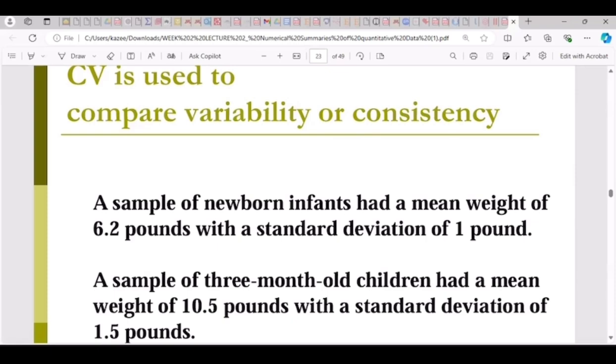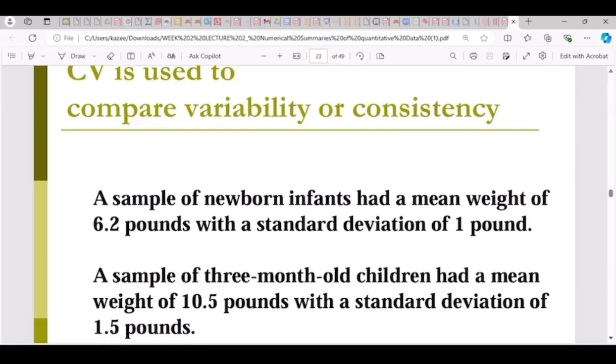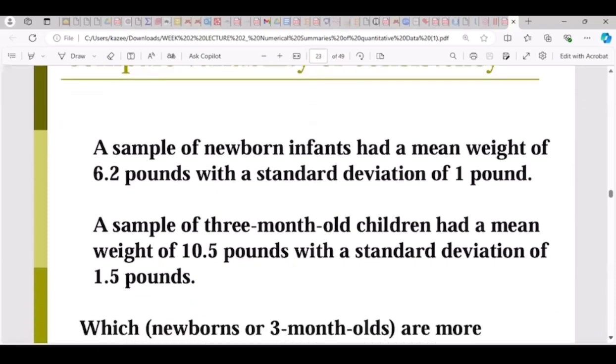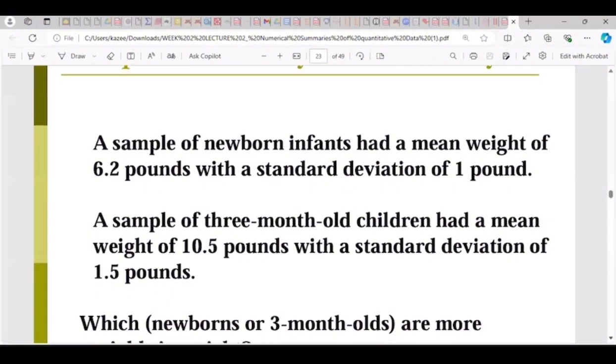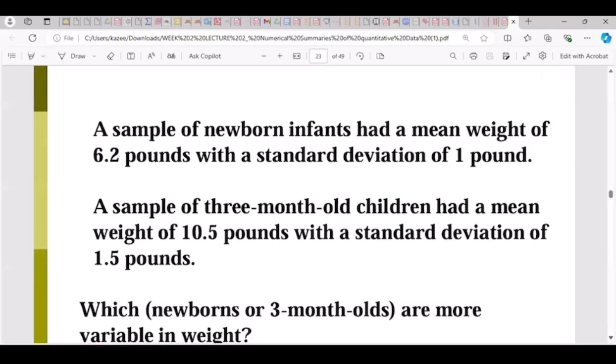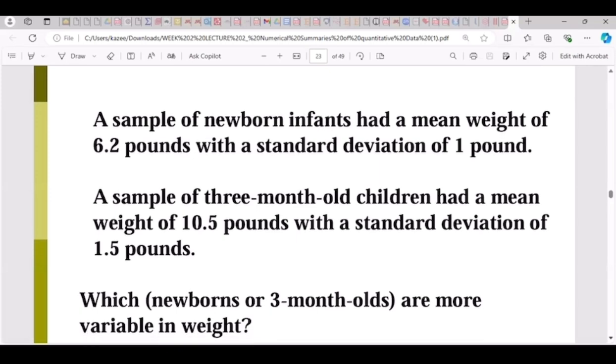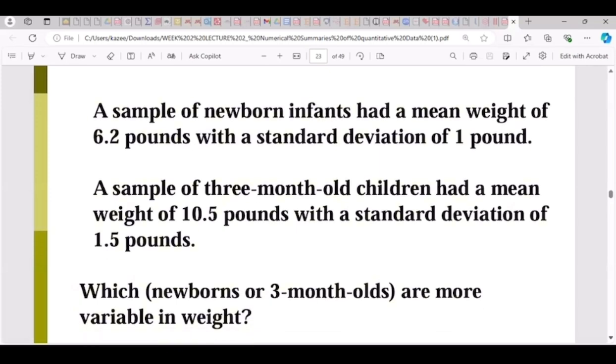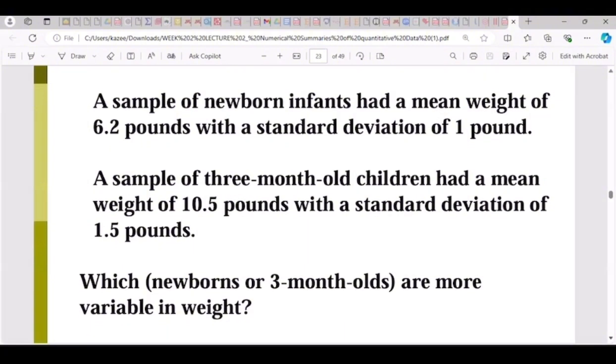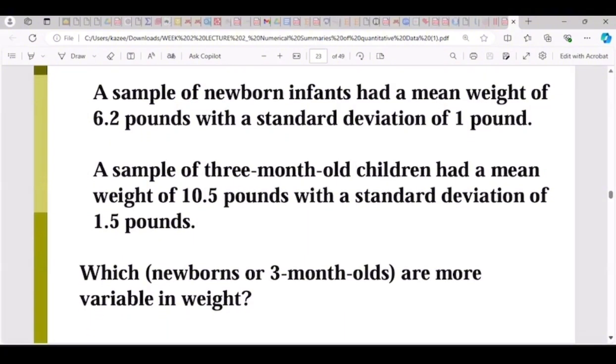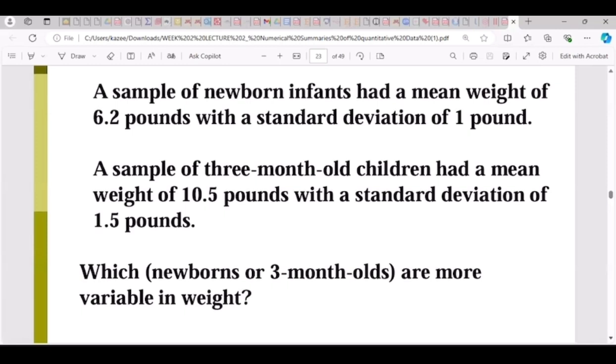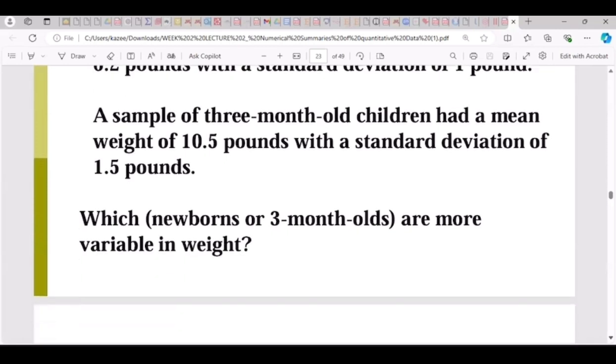You have this data set. A sample of newborn infants had a mean weight of 6.2 pounds with a standard deviation of 1 pound, and a sample of 3-month-old children had a mean. You're comparing newborn infants with 3-month-old children, and you have information about the mean and the standard deviation, and your intention is not to compare the average. Your intention is to compare which of the 2 is more consistent and which one is more variable.